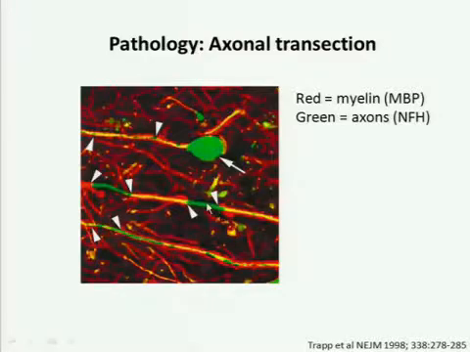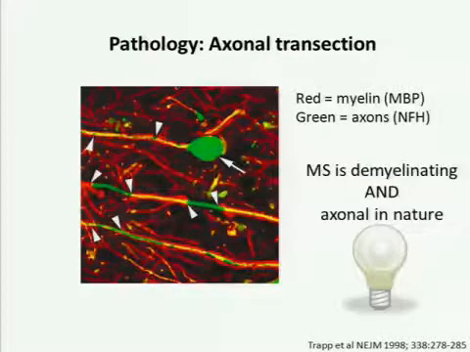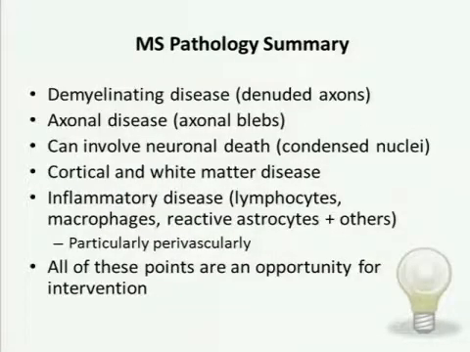These may actually be internodal or quite clean. And then you also see this large bleb here, and this is where an axon has been transected. Sometimes you can even see T cells literally cutting through, moving through an axon, if you've seen any videos of this. So MS is demyelinating and axonal. MS pathology summary: it's a demyelinating disease. You have denuded axons. It's also an axonal disease.